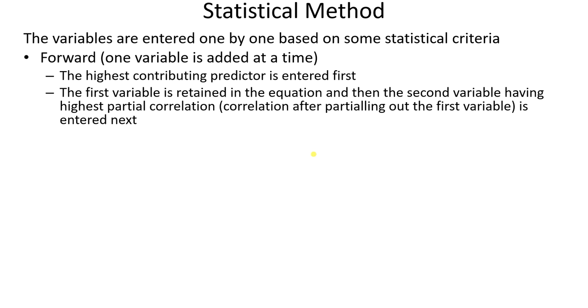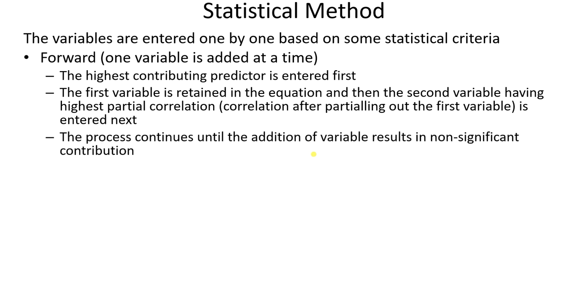Now, the first variable will be retained in the equation, and then the effect of the first variable will be taken out from the other variables. Then the second variable having the highest partial correlation after taking out the effect of the first variable from all the predictors will be entered next. Then the two variables will be controlled from all other predictors and the partial correlation will be obtained, and the next variable having the highest partial correlation will be entered.